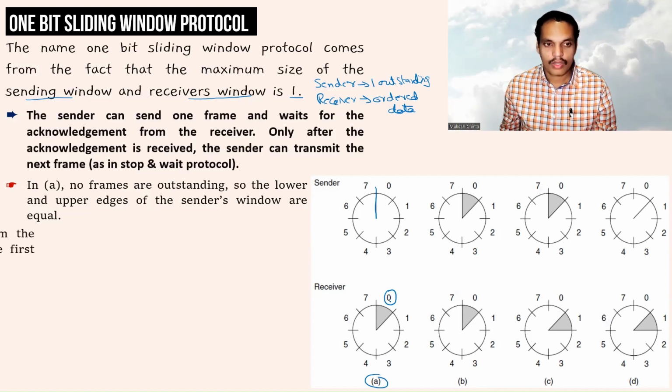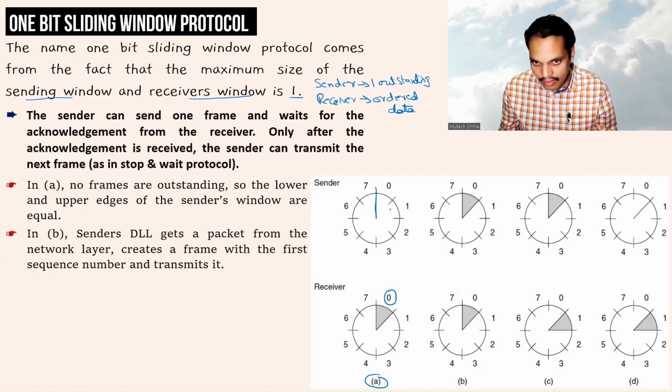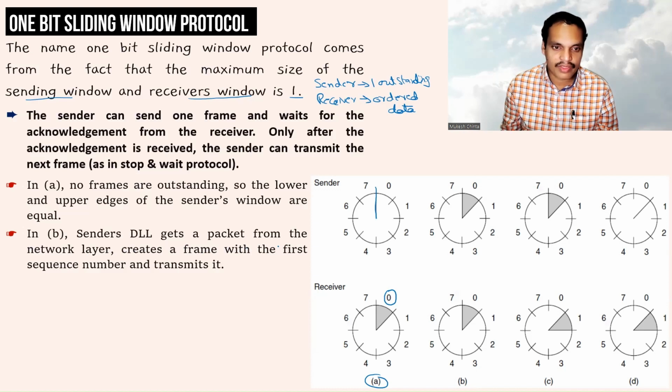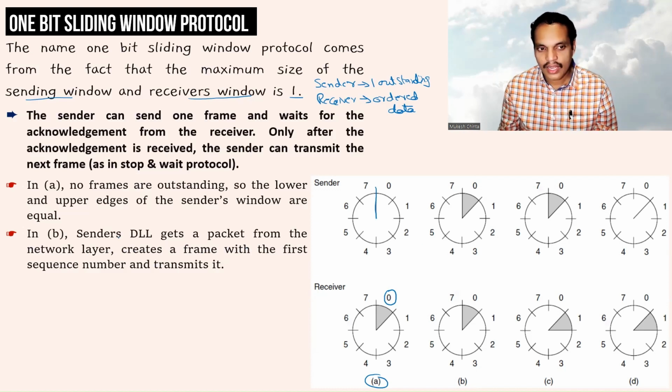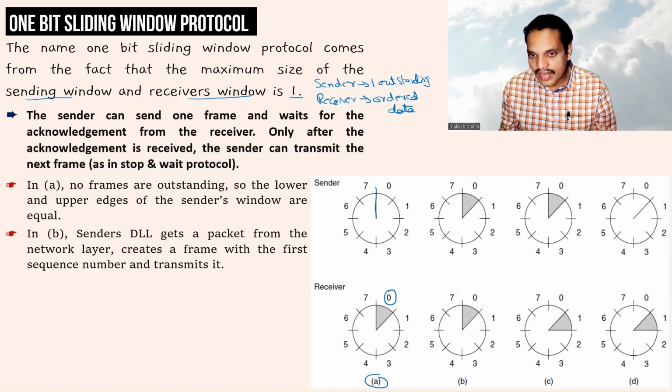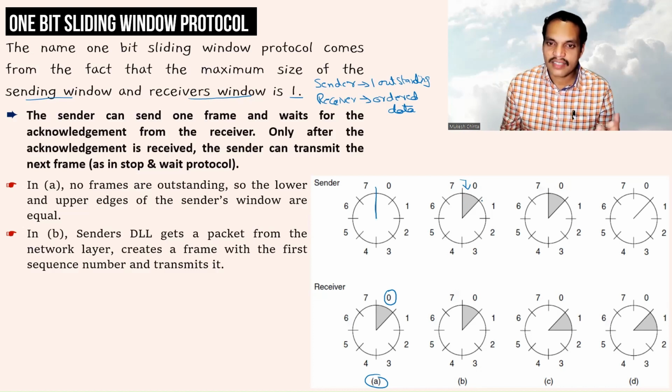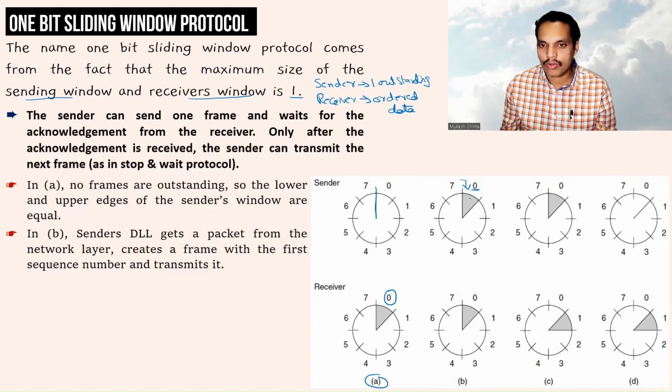Okay. Now, what about B? So in B, after some time, the sender's data link layer gets a packet from the network layer, creates a frame with the first sequence number and transmits it. You can see here that in B, the data link layer has received a packet. And what does the data link layer do? It has to create a frame from that packet. So it adds a sequence number. What is the first sequence number it can add? The sequence number is 0. Now it creates a frame and then transmits it to the receiver.